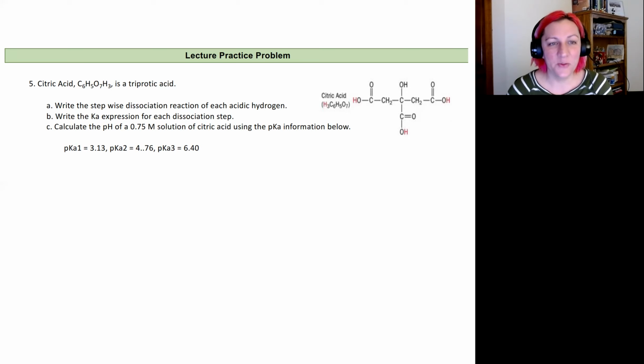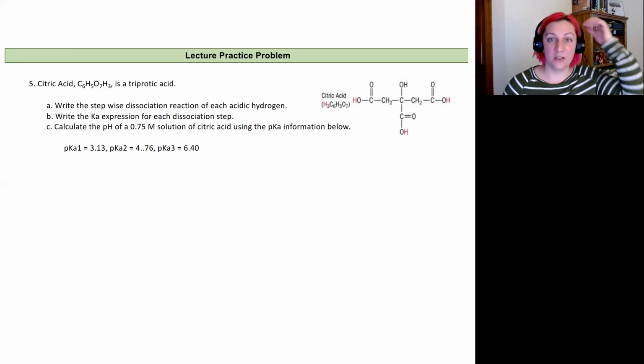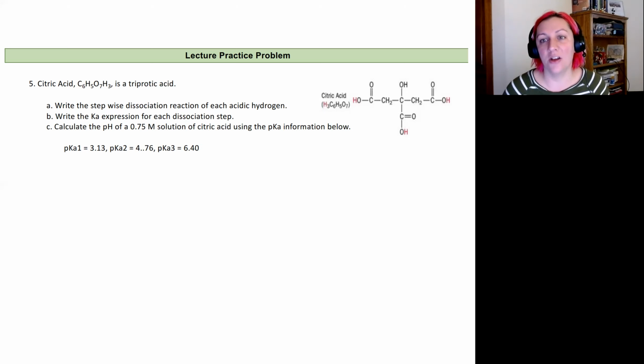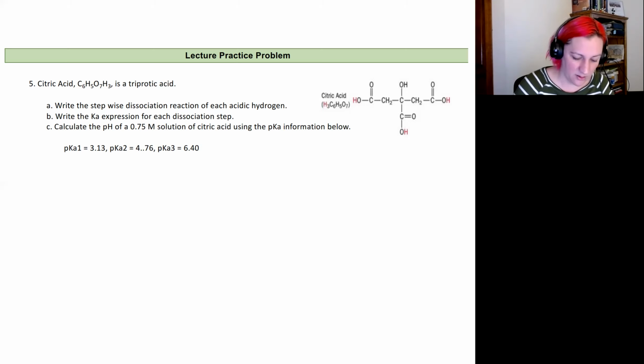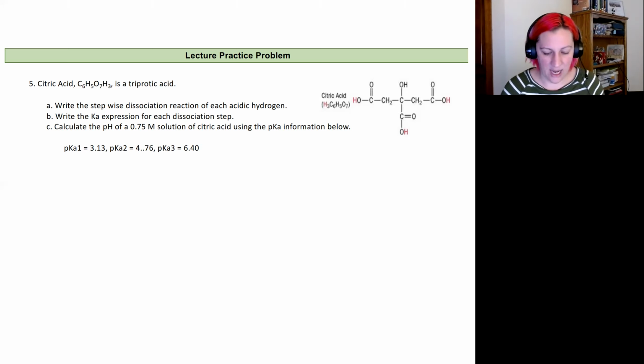So first we need to write the stepwise dissociation reactions for each of these acidic hydrogens on our citric acid. We have a picture here of citric acid, and I've highlighted in red each of the hydrogens that are going to be the most acidic. So we'll start with the first one. It's kind of a long thing, so I'm going to use the version of the chemical formula that puts the acidic hydrogens in front, so it's easier to track where we're at if we've lost one hydrogen, two, or three.